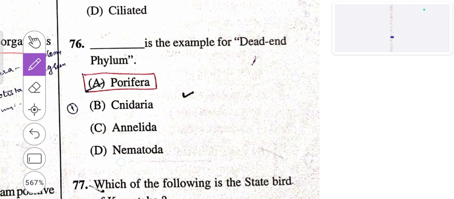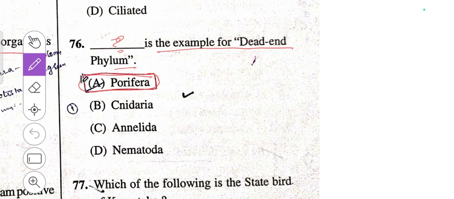Then 76th question. Dash is an example for dead end phylum. So here Porifera is the dead end phylum. So A is the right answer.